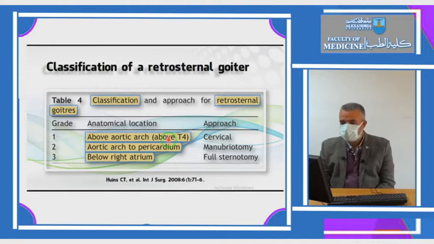And then we have a classification of the retrosternal goiter according to the extension of the intrathoracic part. So we have grade 1, with the intrathoracic part reaching above the aortic arch. This means above T4. The grade 2 is intrathoracic extension reaching the aortic arch to the pericardium, and grade 3 is those with intrathoracic extension reaching below the right atrium.